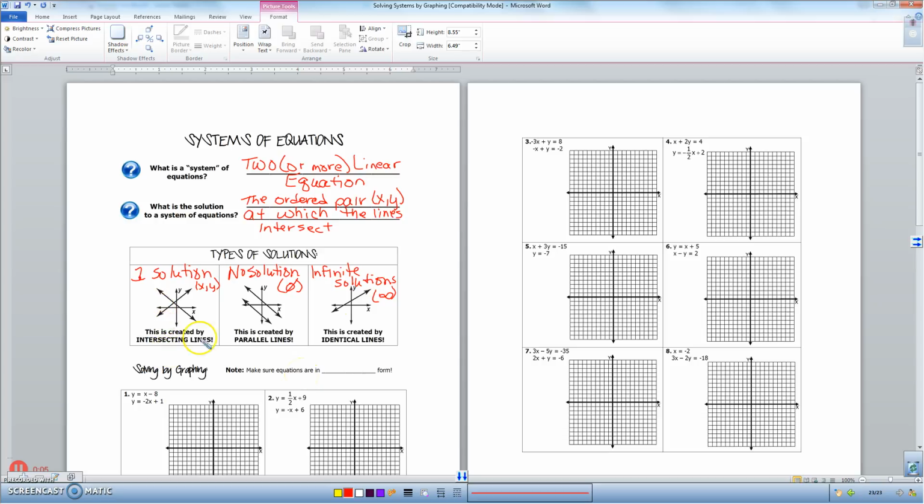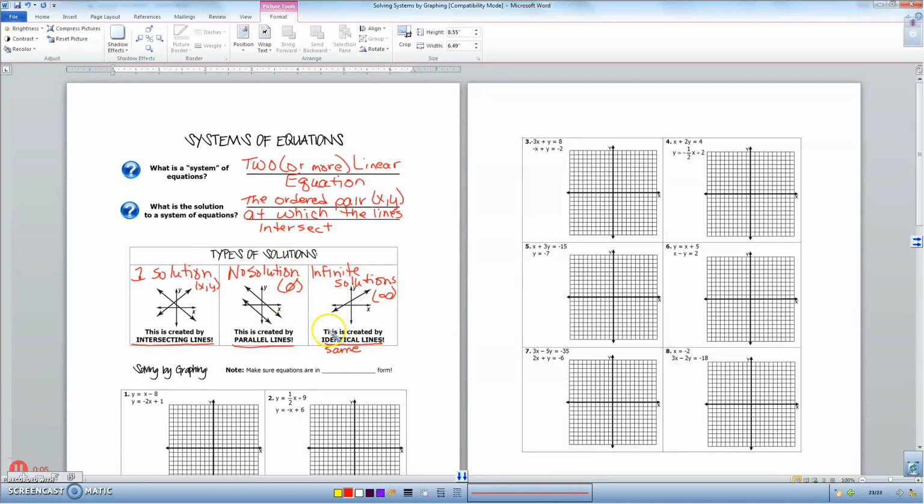So I want to talk about what kind of lines there are. When we have one solution, then of course they're going to intersect somewhere. So they are intersecting lines. When we have no solution, then we have parallel lines. When we have an infinite number of solutions, they are the same line. They're identical. They are the same. So if I were to graph both equations, then I would end up on the same line. That's how I know if they're identical. That type of solution is infinite number of solutions.